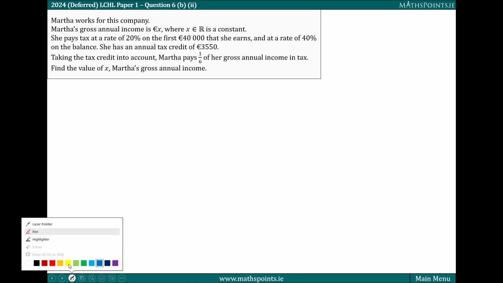Okay, so nice little problem solving question here involving income tax. Income tax is not overly common at Leaving Cert higher level, but it has appeared in recent times, and so it's something that people definitely have to look over. And this is a problem solving question where we're going to need to use a little bit of algebra to solve it as well.